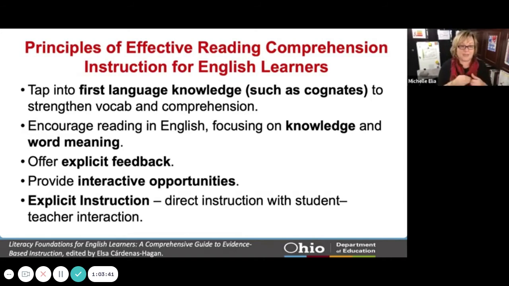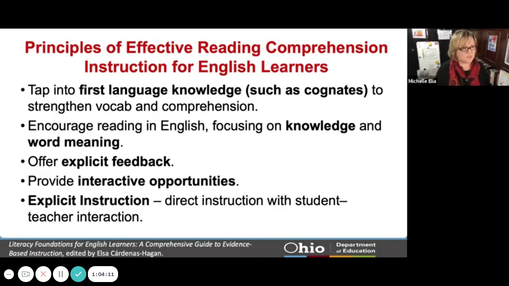And when we are reading in English, we want to focus on knowledge and word meaning. We know those two upper language comprehension strands, background knowledge and vocabulary, are going to be strongly related to reading comprehension. Offer immediate explicit feedback and provide opportunities for students to discuss. Speaking is the neglected standard. We want our students to be able to interact with one another and with us around the text. And then make sure we provide that explicit instruction.